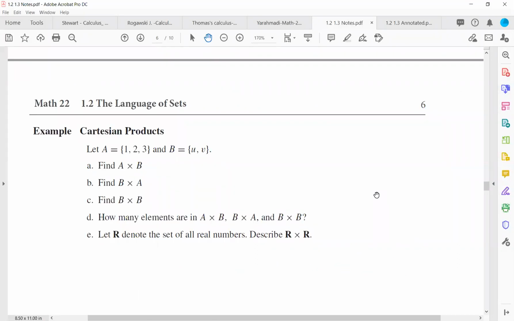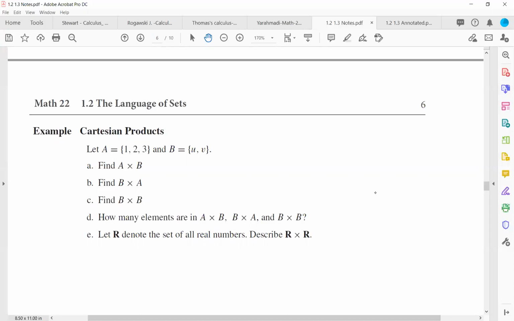Let us go over one example to feel more comfortable about the Cartesian product or cross product between 2 sets. Suppose A is a set including 1, 2, 3. The cardinality of set A is 3. Set B includes u and v. The cardinality of set B is 2. The question says find the Cartesian product between A and B, then find the Cartesian product between B and A. So you're changing the order. Finally, find the Cartesian product between B and B. Count all the elements in A cross B, B cross A, and B cross B.